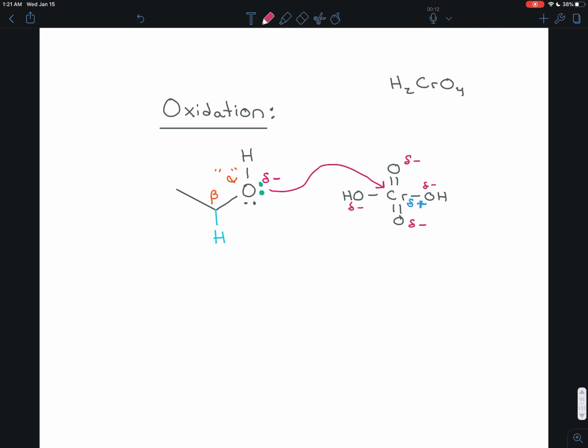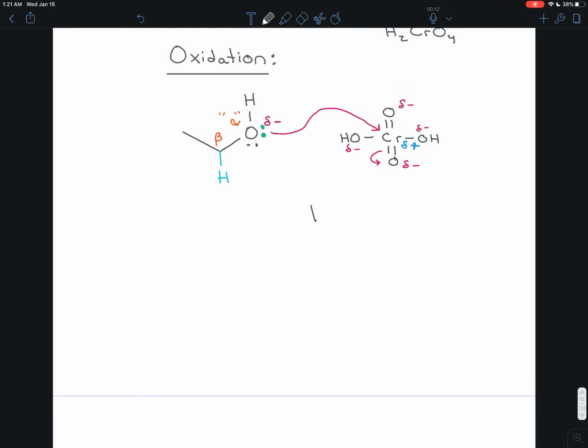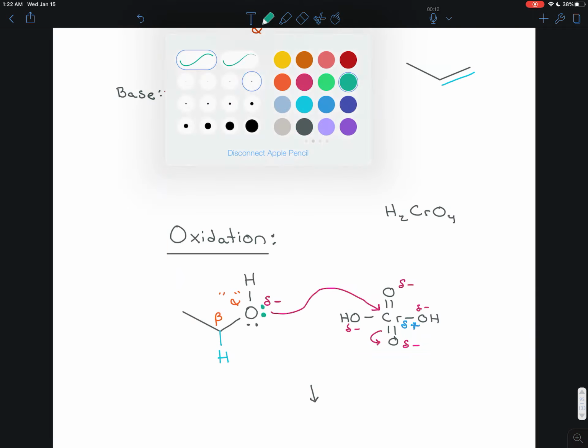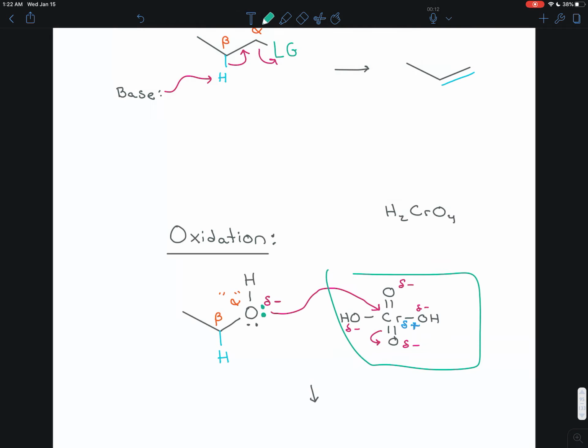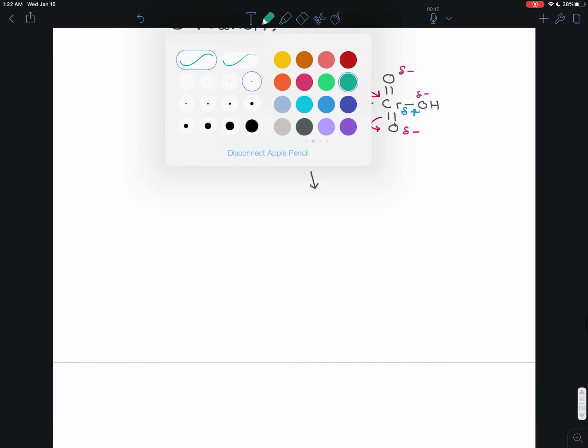Now when it does that, you have to make some room on chromium. If you're going to make a new bond, you have to break one of the bonds that are already there, and the one that breaks is the pi bond. That's the easiest bond to break. Now this step, what we're doing here, is attaching a good leaving group. This is going to turn into a good leaving group so that we can do what would otherwise seem like an elimination reaction. Okay.